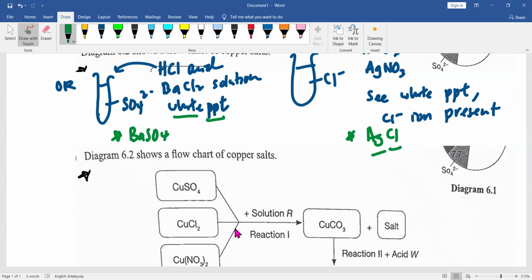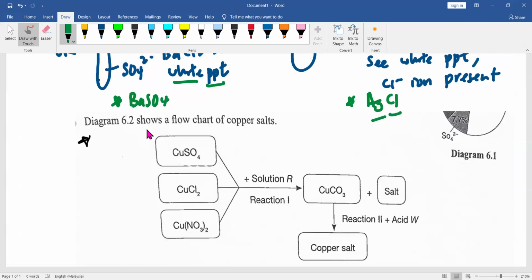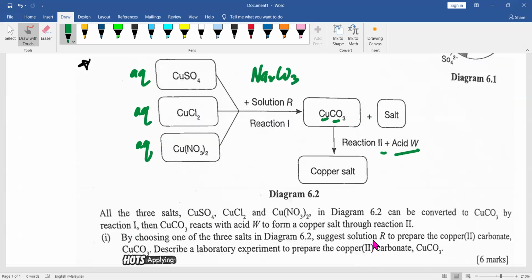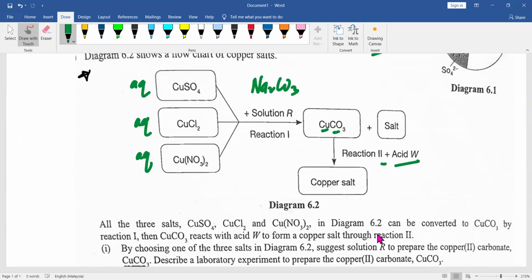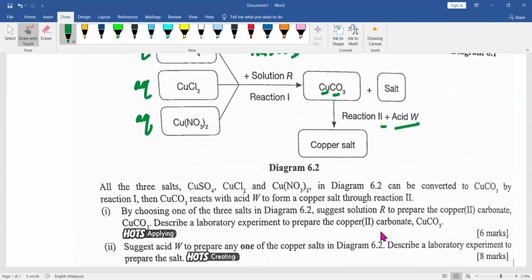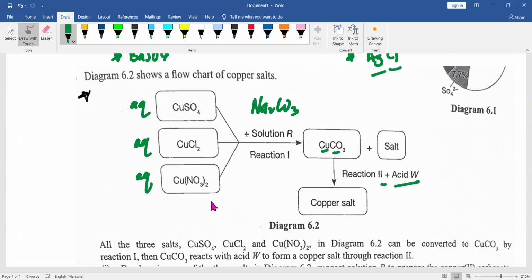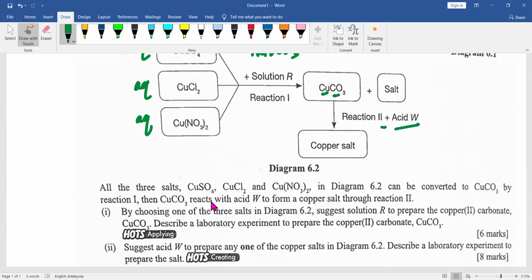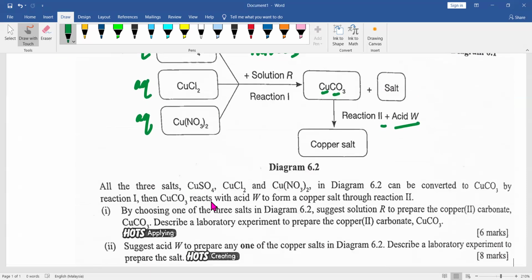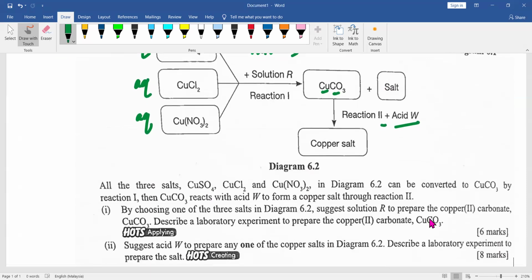These three are all soluble salts. Obviously, if you add sodium carbonate it becomes copper carbonate. And then if you add acid W, it will become a copper salt again. By choosing one of the three salts in diagram 6.2, to prepare copper carbonate, describe a laboratory experiment.